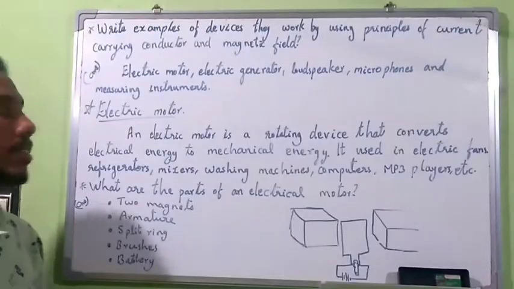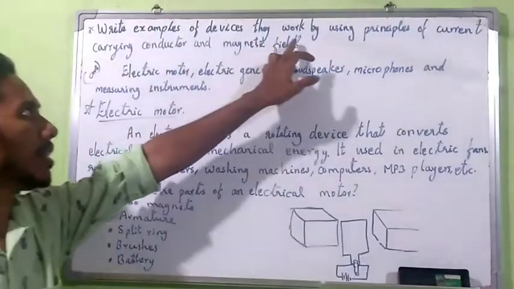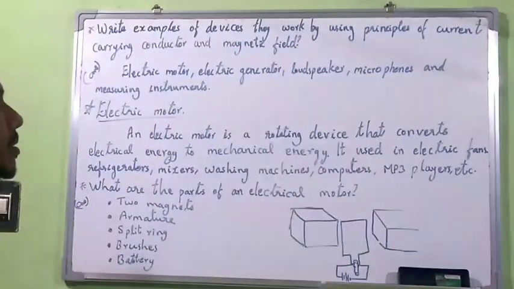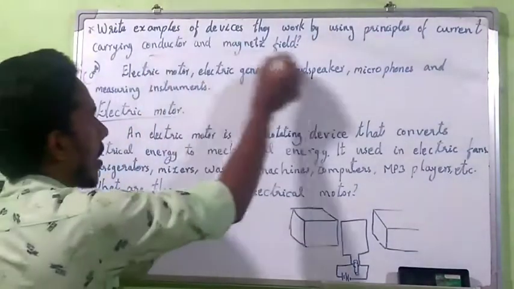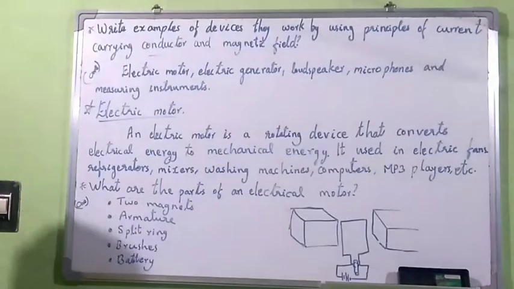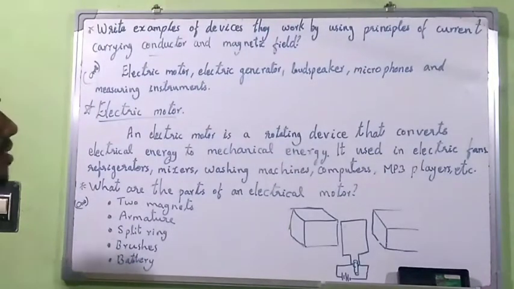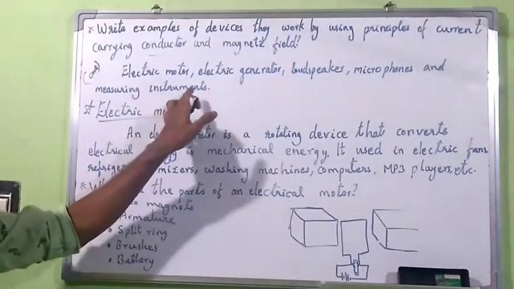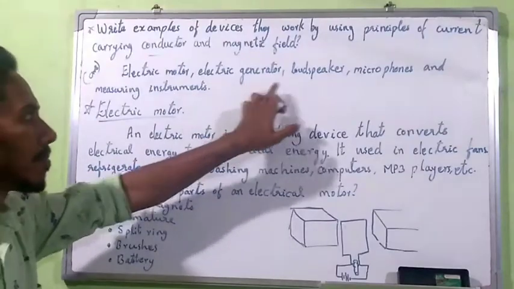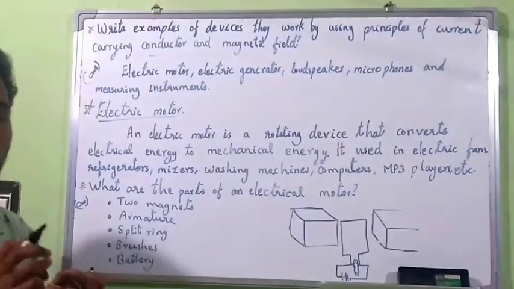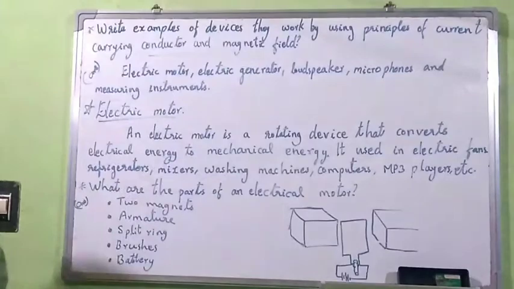The next question is, write examples for devices that work using the principle of a current carrying conductor and a magnet, the motor principle. What are the examples? Electric motor, generator, loudspeaker. A loudspeaker also works based on this principle.